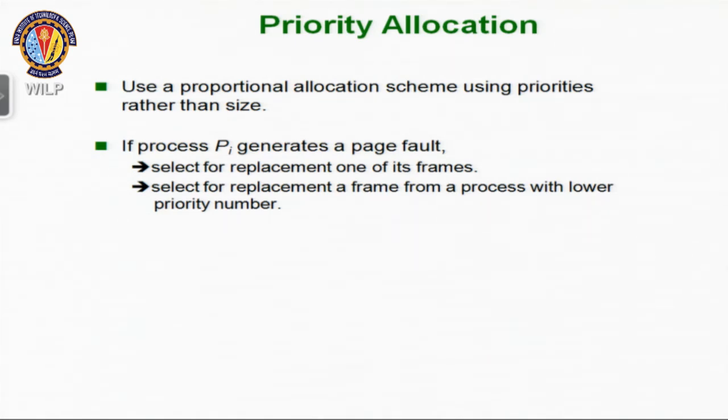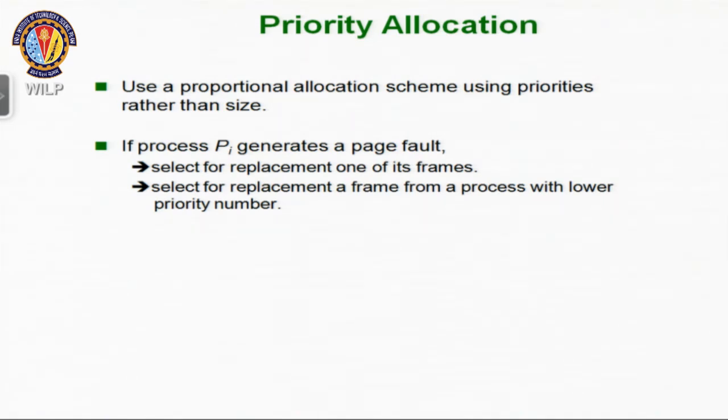In case of priority, we would need to select the frame of a process with a lower priority number. Our allocation was based on priority. Now in case of a page fault when it is occurring, again the replacement is going to be based on priority.